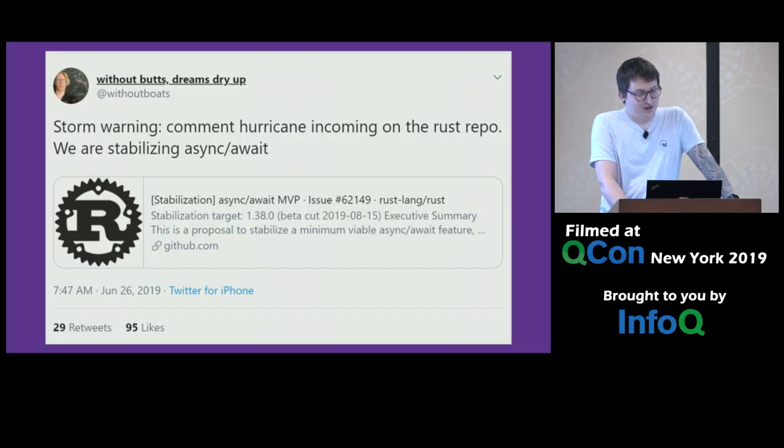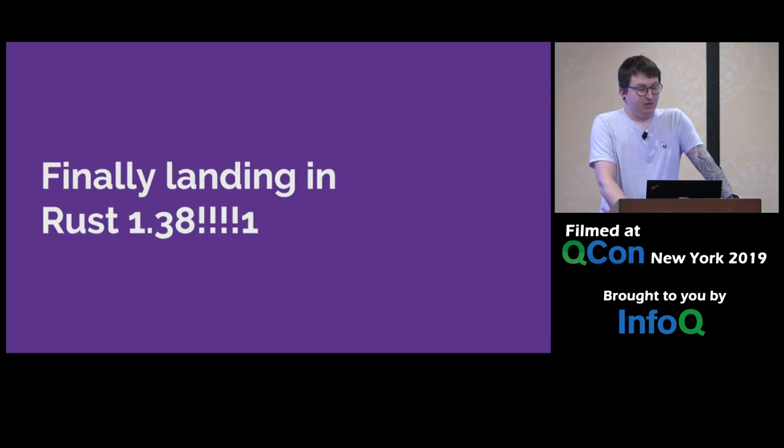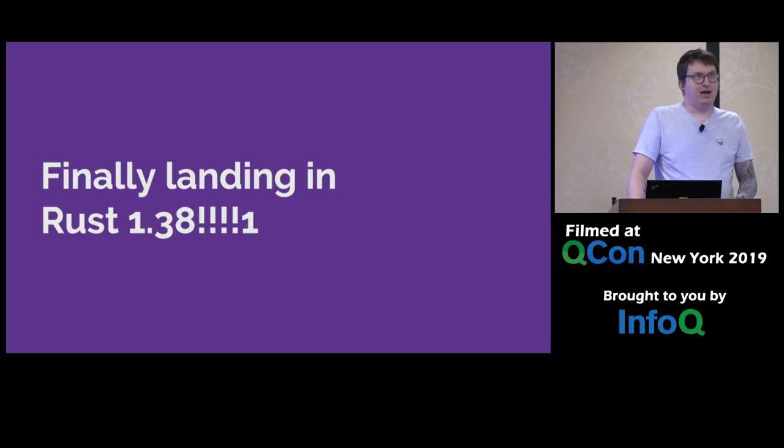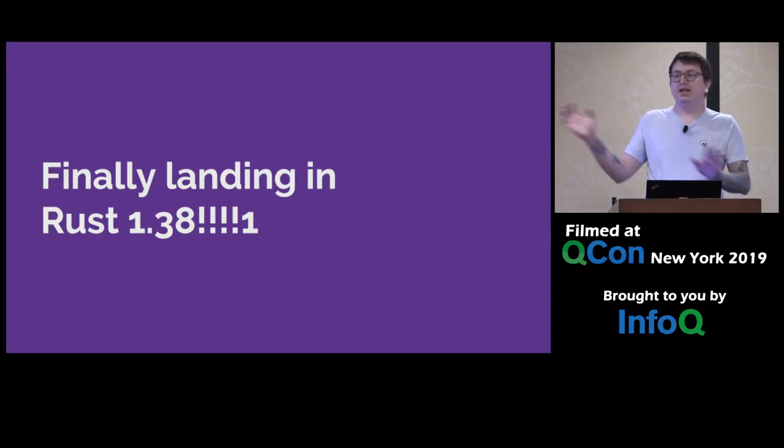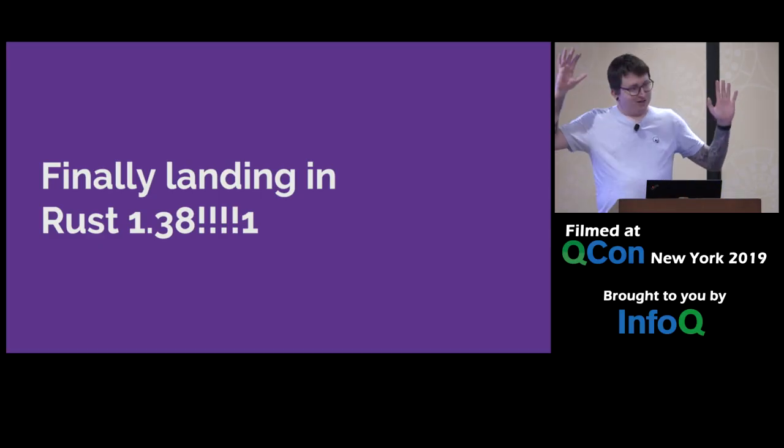It turns out that earlier this morning, Boats tweeted that we are actually stabilizing Async-Await for real, and that means it will land in Rust 1.38 for sure, finally. All that little tiny thing doesn't matter. We figured it out. It's cool. So Rust 1.38 is landing, I think, on the 15th of August, so roughly in August. But we did it.